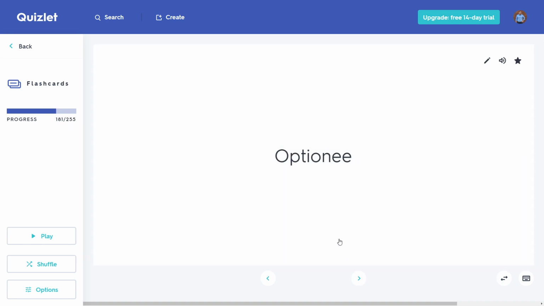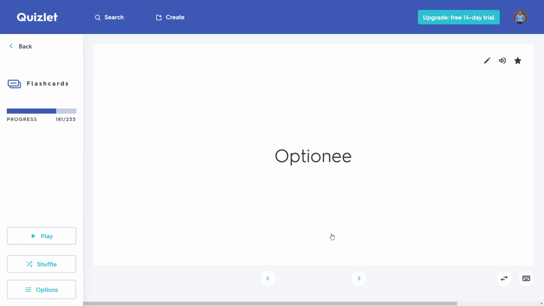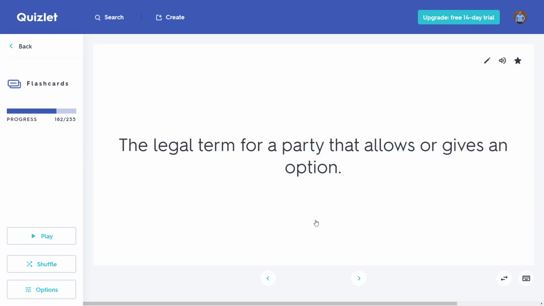Okay, option E. So we're going at real estate terms that start with O now. Think this one over. Okay, what's an option E? Well, it's a legal term for an individual that acquires and holds an option. Simple as that. And actually, we'll talk about the next one, optioner. Same thing, goes hand in hand. That's the legal term for a party that allows or gives an option.